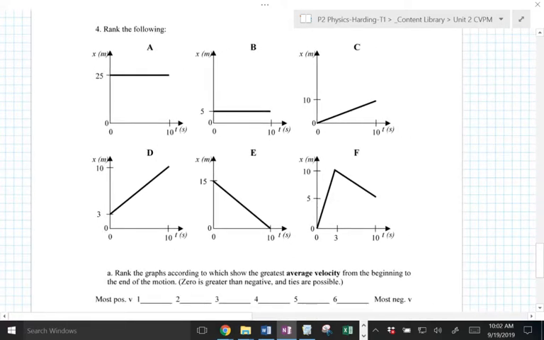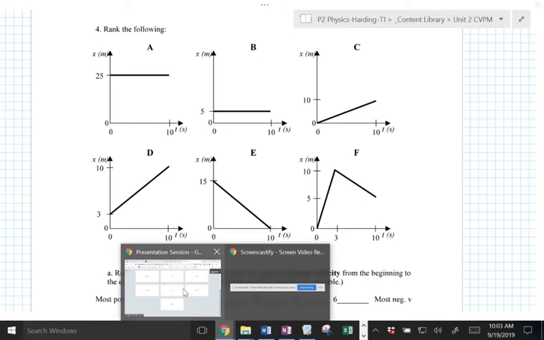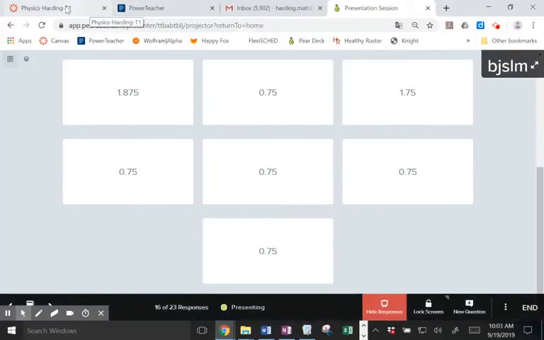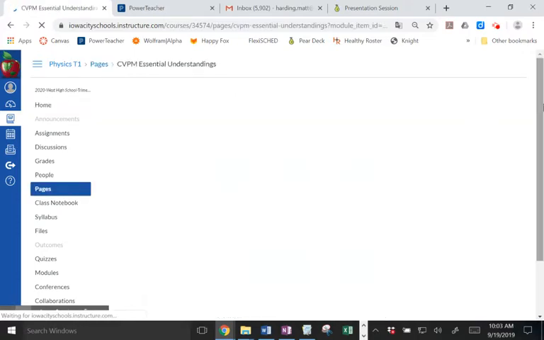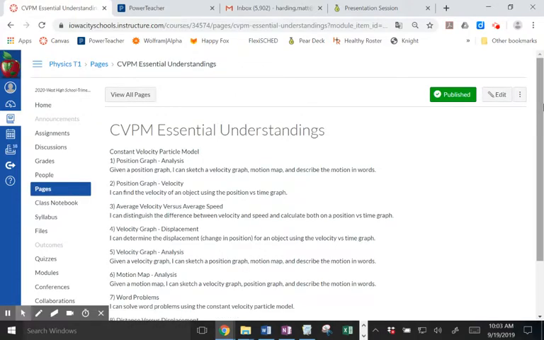Let's do a little self-check on average velocity and average speed. Hey, friends, this is going to show up on the quiz tomorrow. This is one of the essential understandings for the constant velocity particle model. This is essential. You know what? We actually got a couple we're unpacking here.